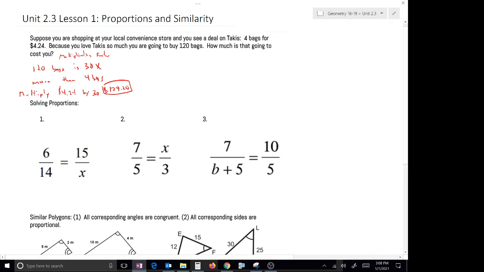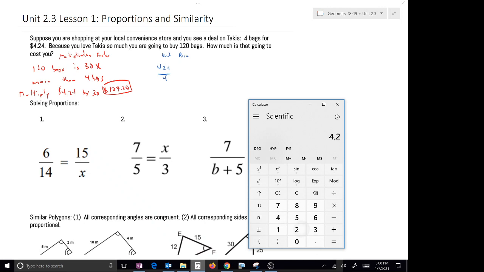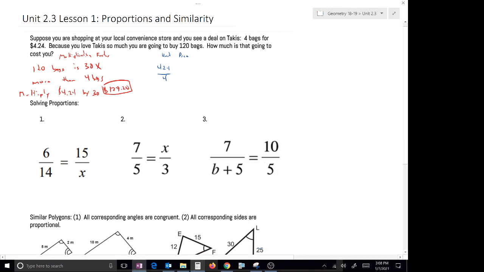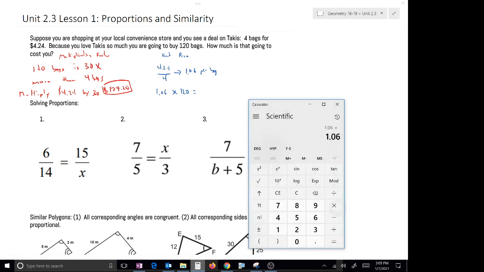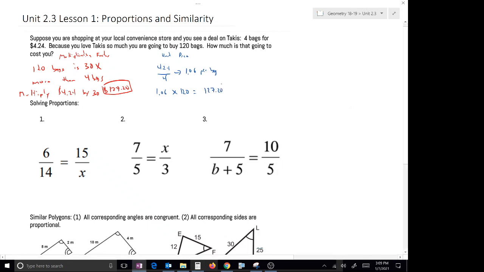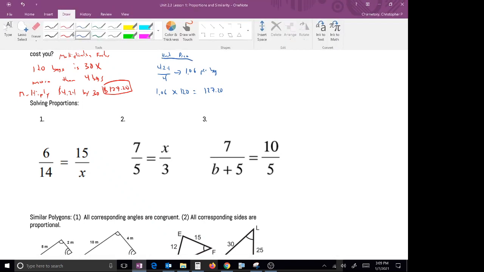Another approach you might take is finding the unit price. So maybe I know what 4 bags is, $4.24, but what is 1 bag? So if I take 4.24 and divide by 4, we're going to get $1.06 per bag. And then if we multiply that by 120, we get the same answer, $127.20. Okay. So that's the second one.